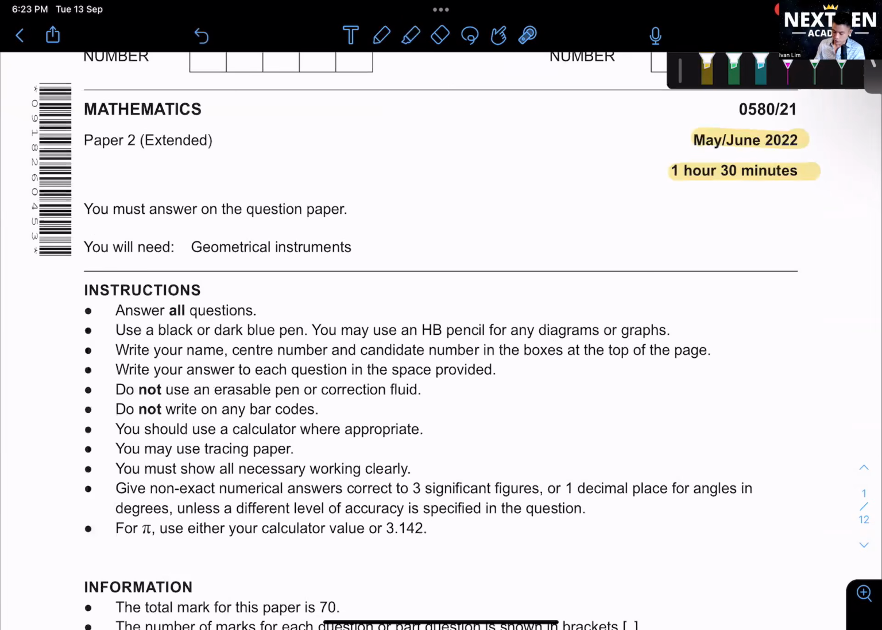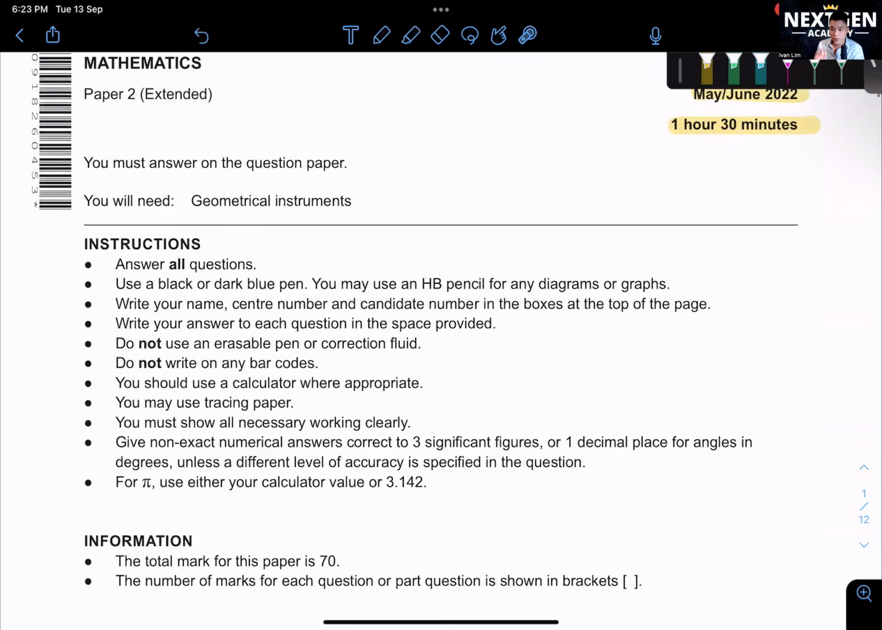For the benefit of the new ones, let's go through the instructions so that you don't get it wrong when you do. Answer all questions. Use a black or dark blue pen. You may use an HB pencil for any diagram or graph. Write your name. Do not use erasable pen or correction fluid. You should use a calculator where appropriate. Actually, to be honest, all questions are appropriate. You just need to know how to answer.